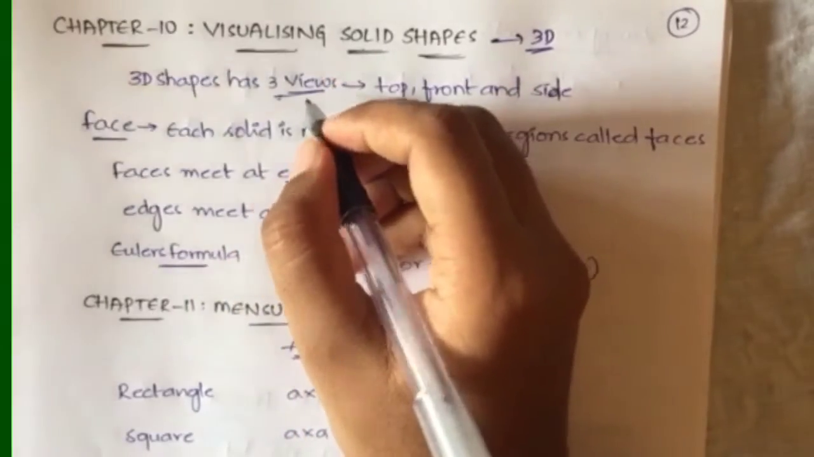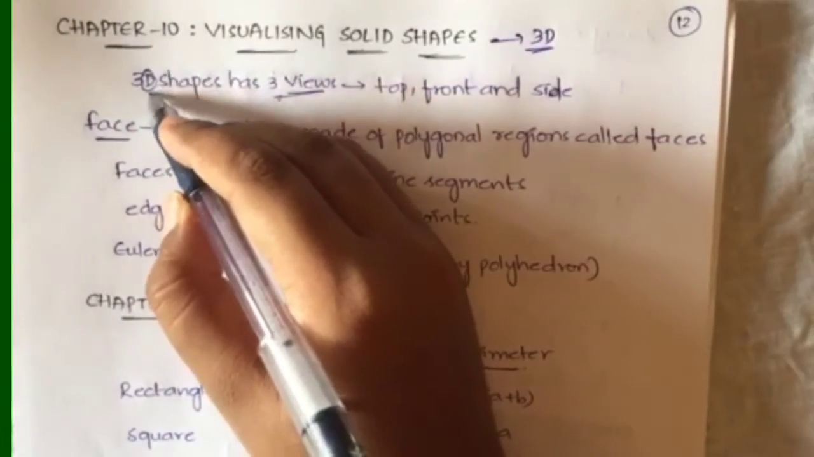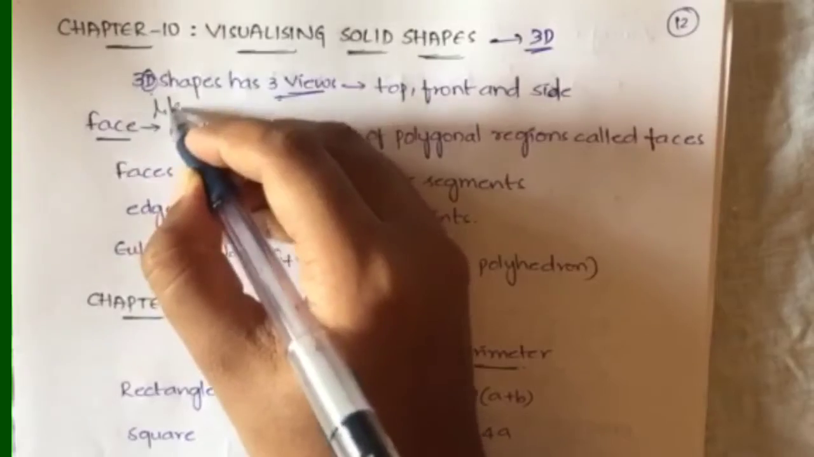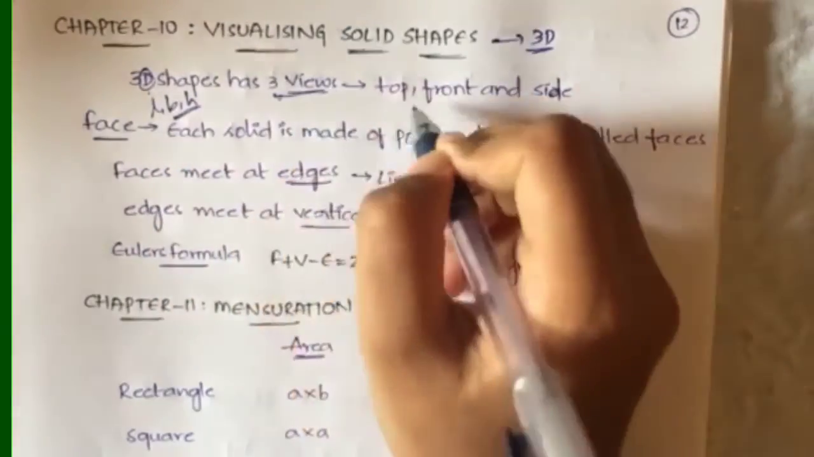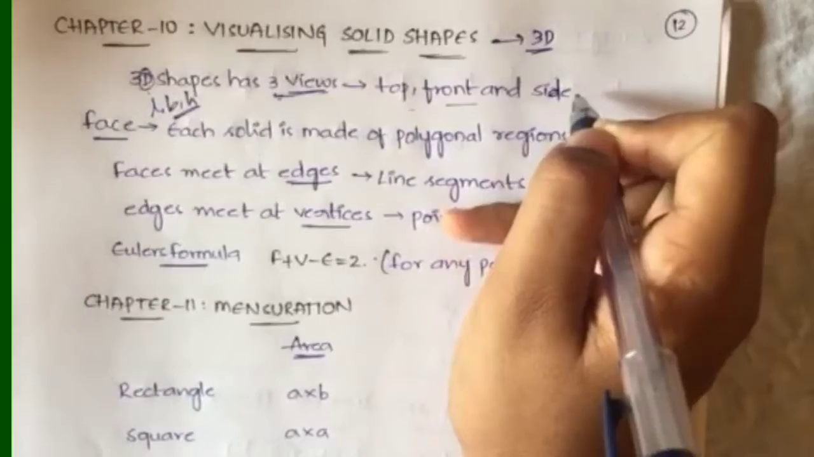3D means 3 dimensions: length, breadth and height. It will also have 3 views: top view, front view and side view.